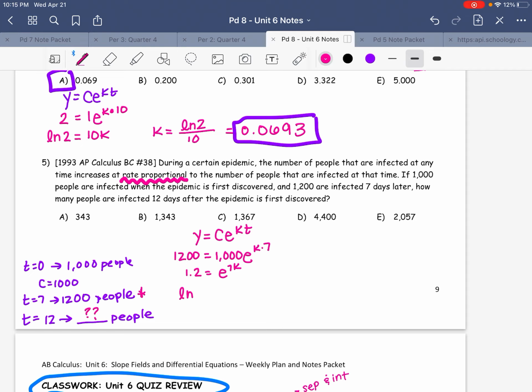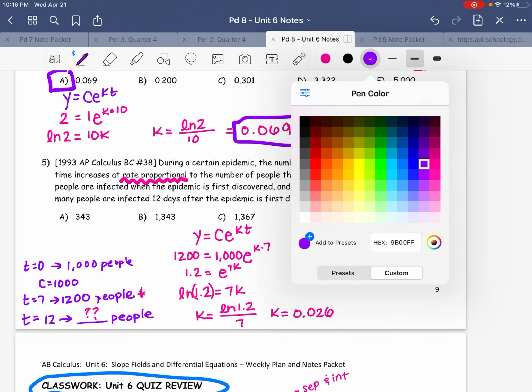We have to solve for K, so let's ln both sides. ln of 1.2 equals 7K. And K is going to equal the natural log of 1.2 divided by 7. And I'm going to type that into my calculator and get a decimal. I get that K is 0.026. And I'm going to store it as A so that I have it for later. Okay, not done with the problem.